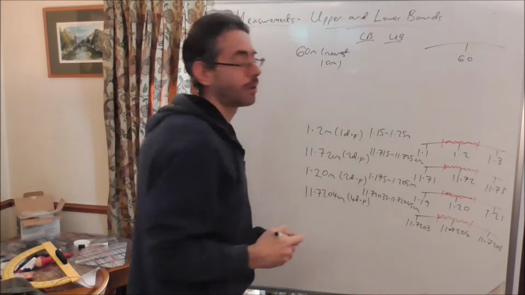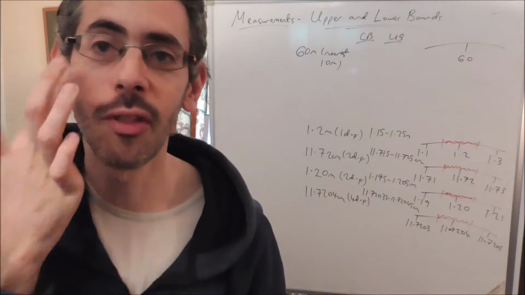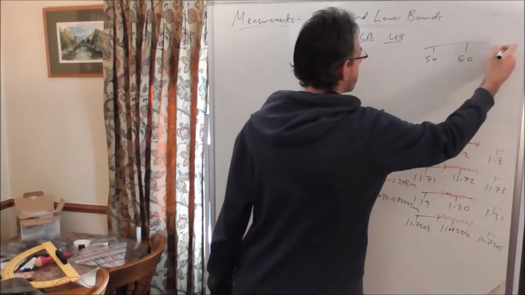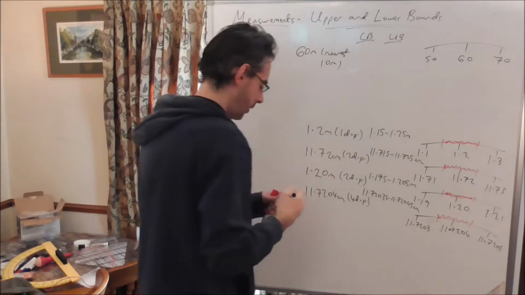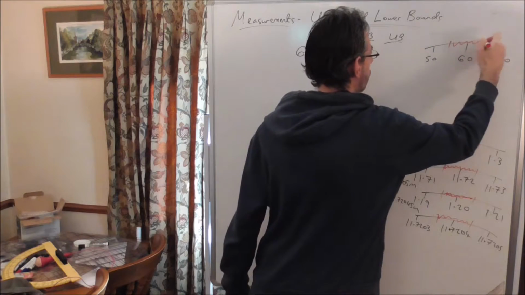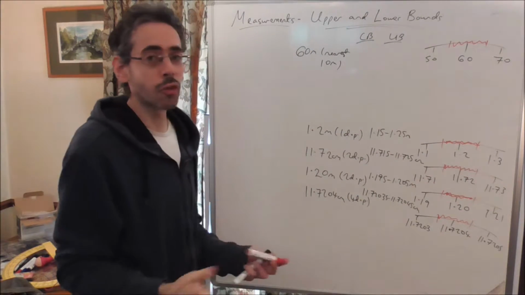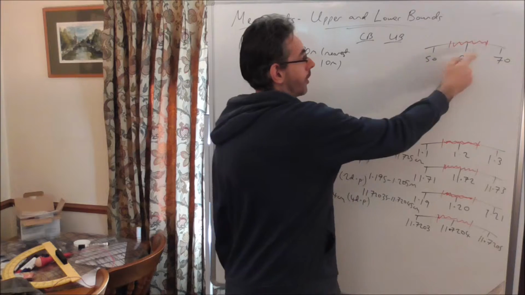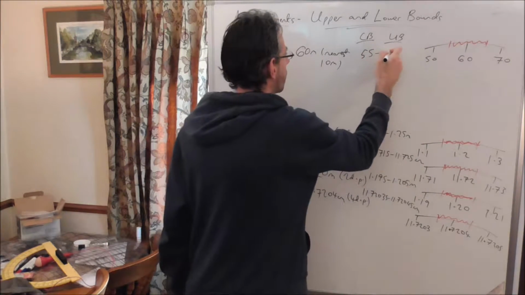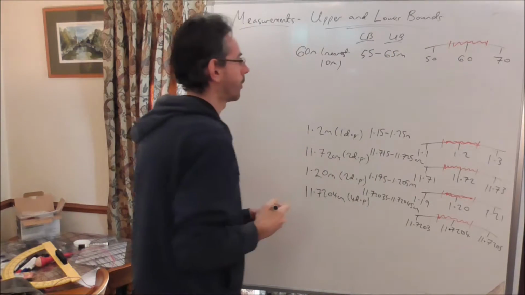Well, it rounds to 60 to the nearest 10, so that's the tens number that the length is closest to. So I'll just mark the tens numbers either side, 50, 70. So if it rounds to 60 to the nearest 10, it must be in this range. So what's the lower bound? 55, and the upper bound is 65. So the length of the fence is somewhere between 55 and 65 metres.